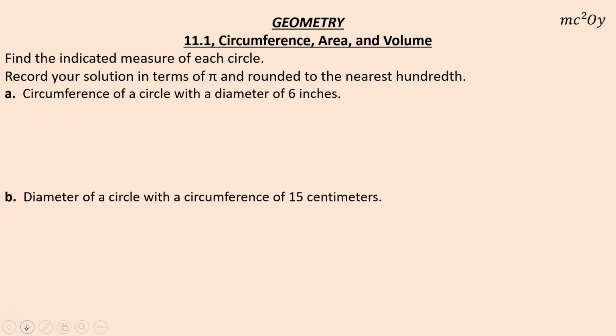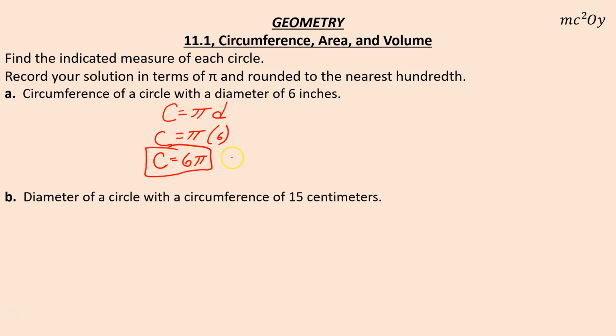Okay, so let's apply this in some others here. Find the indicated measure of the circle, record your solution in terms of pi, and round it to the nearest tenth. So when it says in terms of pi, that just means pi is in your answer. You don't calculate it out. I'll show you when we do this. So circumference of a circle is what we're trying to find with a diameter of 6 inches. Well, circumference we know is equal to pi d. If the diameter is 6, circumference is equal to pi times 6. We usually write it as 6 pi. Okay, so that's my answer in terms of pi.